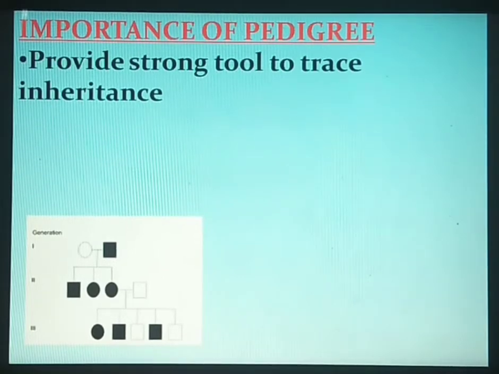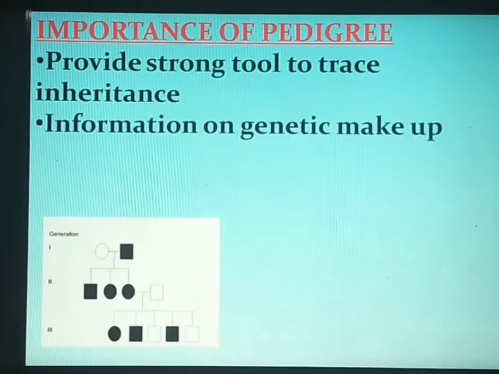So here we can determine the genotypes or phenotypes. We can identify and predict how a trait will be passed from one generation to another. We can also find out whether the trait is dominant or recessive. It also provides valuable information based on the genetic makeup, wherein the possible genotype of a person for that particular trait can be identified.